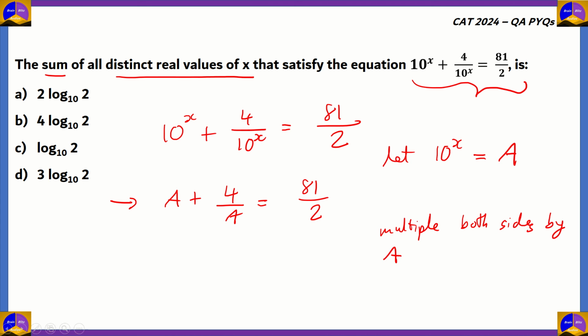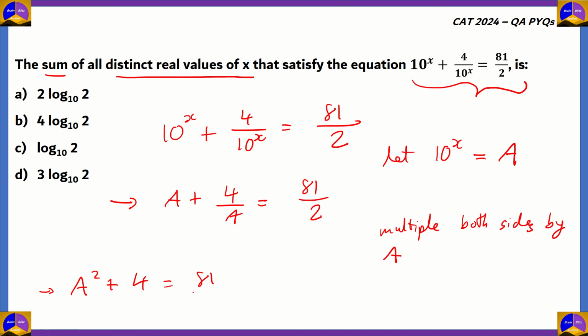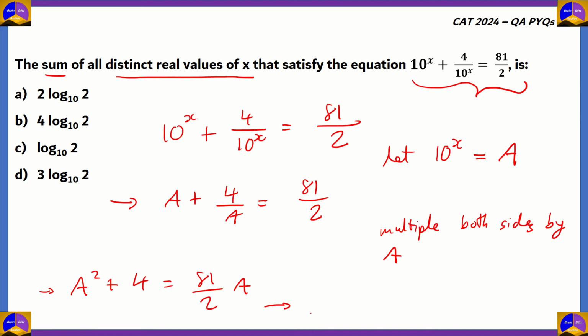by a. So what we get is a quadratic equation of the form a squared plus 4, because it's in this particular term that we have to cancel out the a in the denominator. So the equation would be a squared plus 4 equals 81 over 2a. Now we can rewrite that as a squared minus 81 over 2a plus 4 equals 0.